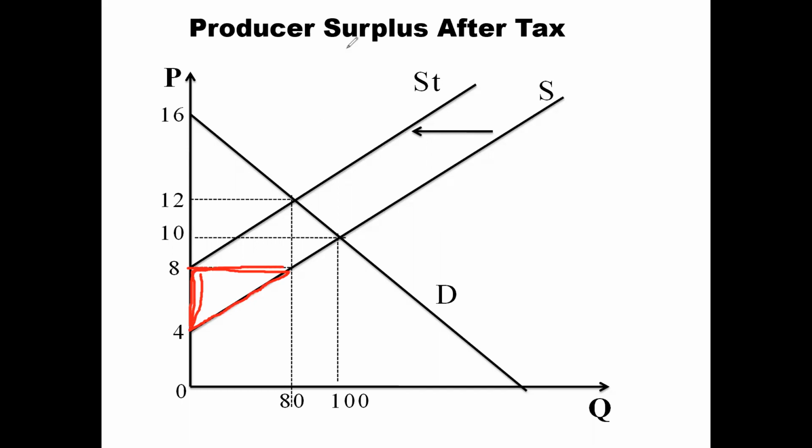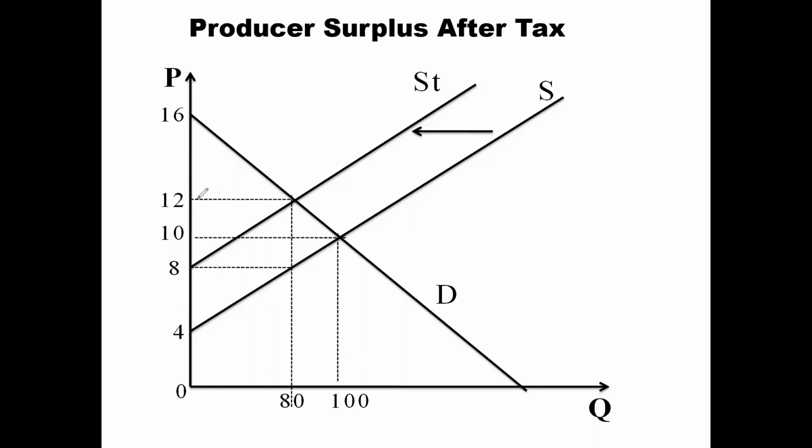You might feel producer surplus after tax is this area. Even some teachers give this mistakenly. This is not. Remember, even though the market price is 12, the producer doesn't receive 12. The producer receives only 8 rupees. So producer surplus depends on the price received by seller.